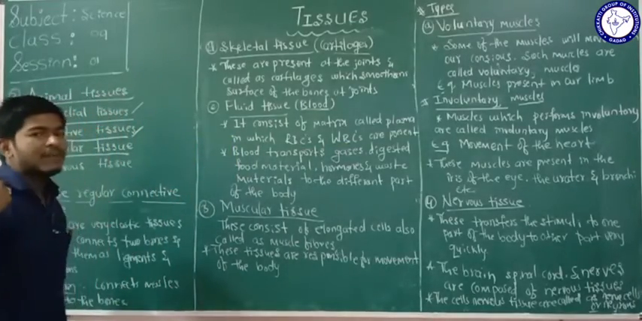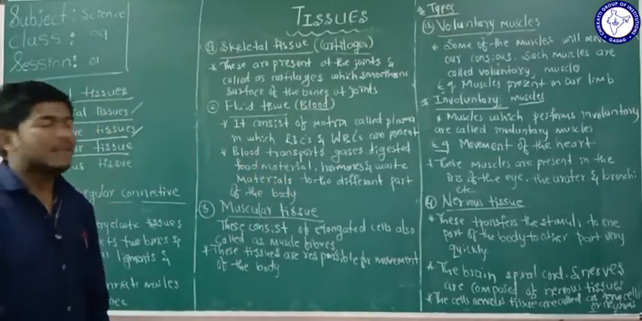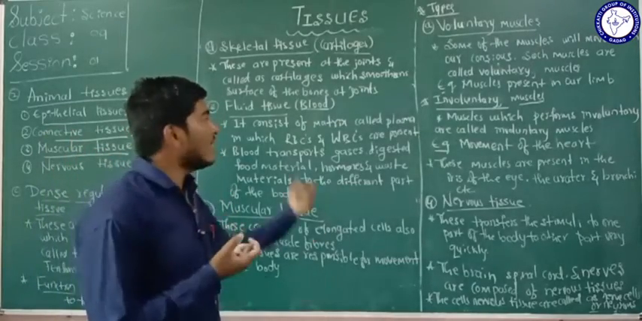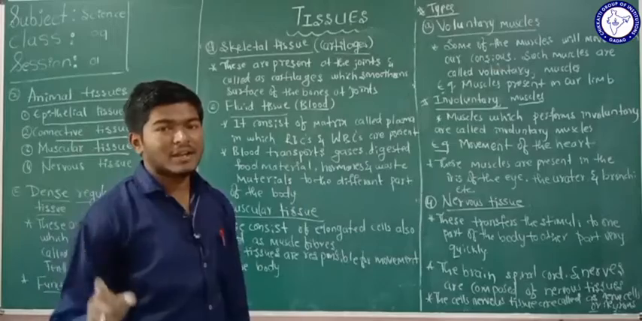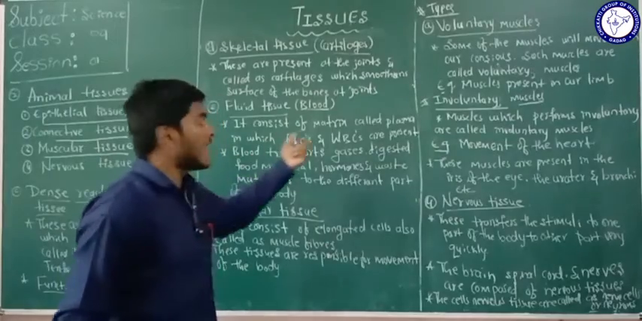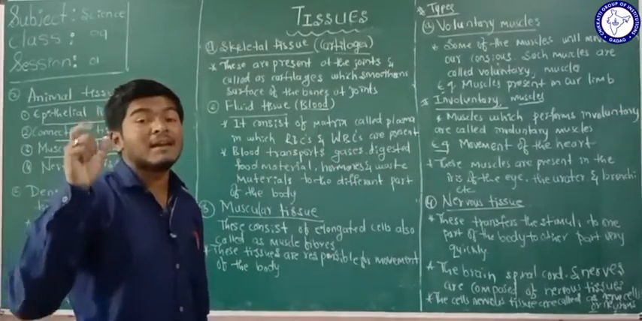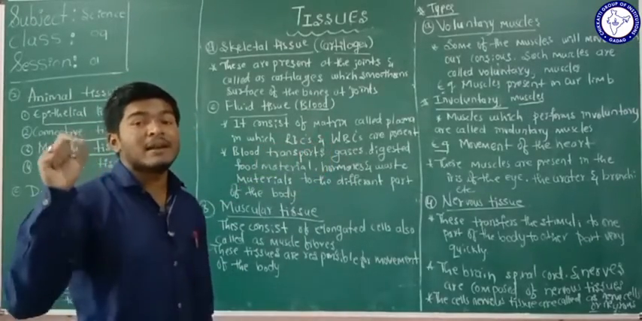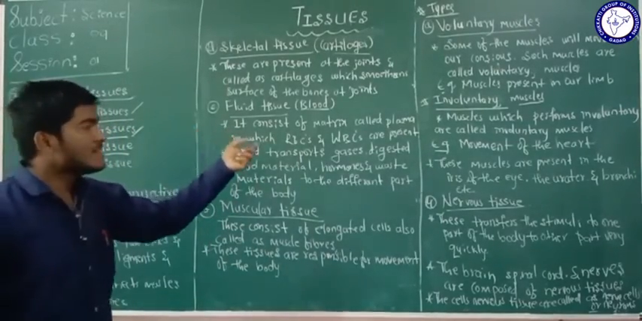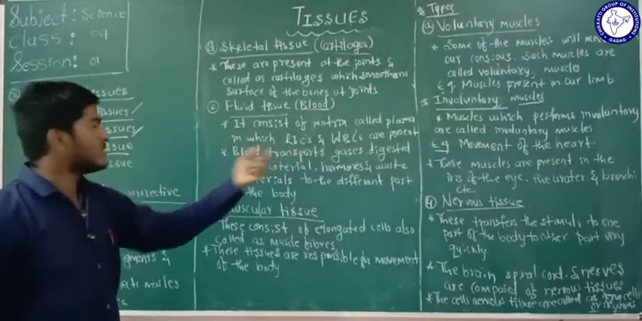And under one type of the connective tissue, that is nothing but the fluid tissue. These fluid tissues are nothing but the blood. As I told already at the starting of this lesson, the blood is one type of the connective tissue. Blood contains a matrix which contains the RBCs and the WBCs. What are RBCs? What are WBCs? RBCs means red blood cells and WBCs are white blood cells. So another type of the connective tissue is nothing but the blood. It consists of the matrix called plasma. In this plasma, the RBCs and WBCs are present.